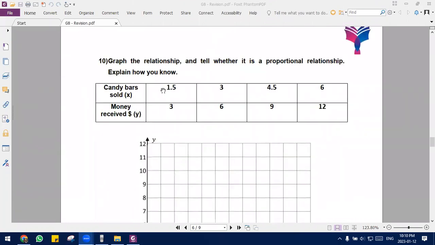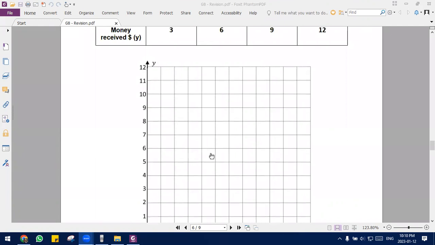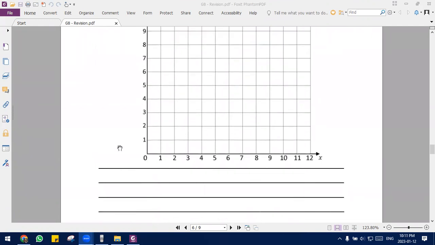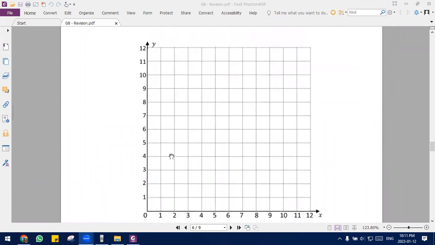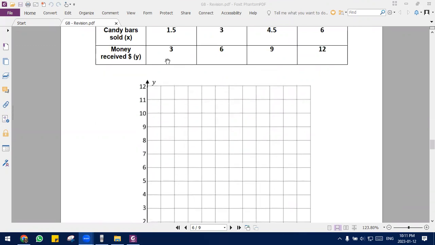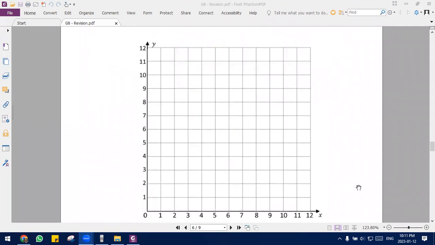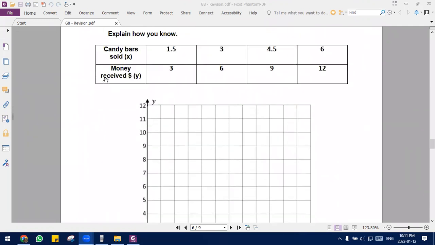Okay, here it says graph. So you need to be familiar with these boxes. Here you have already the numbers. You just need to draw. Graph the relationship and tell whether it's proportional or not. So first of all, you need to place the values. You have the candy bars, which is the X value. And then the money received, it's the Y value in dollars. So the first point, X is 1.5, Y is 3.